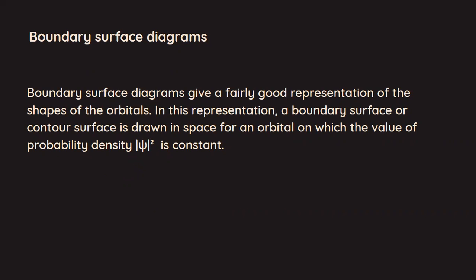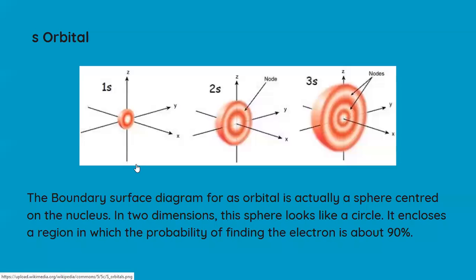So we cannot draw the shape of the orbital as some rigid structure where the probability of finding the electron is going to be 100%. That's not possible, but you can get to a certain extent where it is highly probable to find the electron. So let's start with the first, the s orbital.